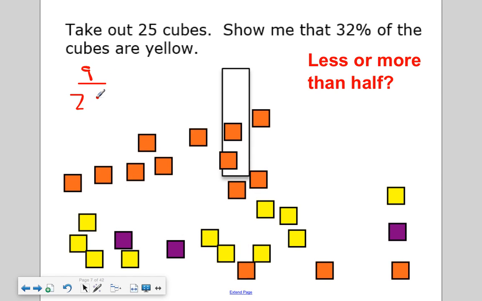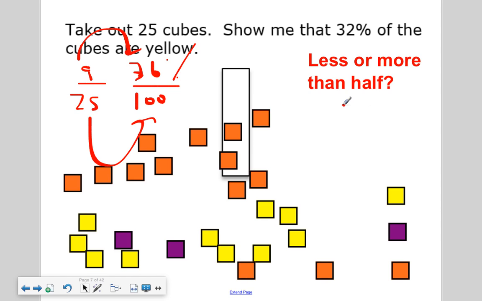Will that be 32%? What is a percent again? Anything per 100. How do I build this up to 100? Times 4. Times 4, that's 36%. Oh, I am barely off.